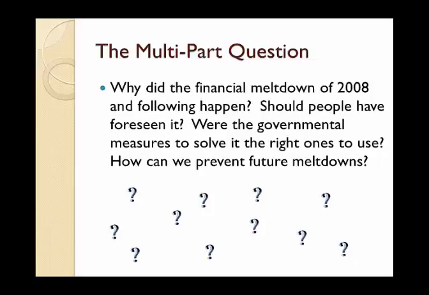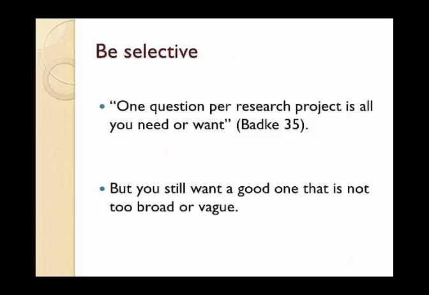Therefore, a question like this is just too diverse. It's asking for too much information. You should narrow it down to something a lot more focused. So you could say something more along the lines of, how could people have foreseen the financial meltdown of 2008? You do want to stick to one question.